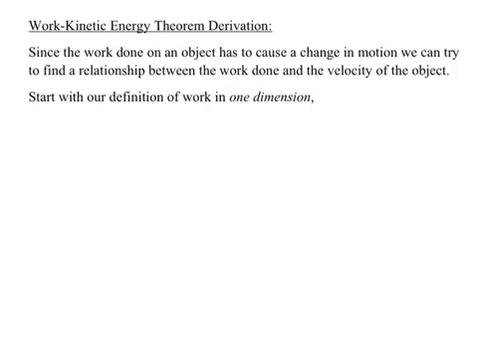Since the work done on an object has to cause a change in its motion, we could try to find a relationship between the work done and the velocity of the object. So we'll start with our definition of work in one dimension. Imagine an object here at rest. Suddenly you apply a force to it, which causes it to move. So it's got motion now, but we're looking only at one-dimensional motion.